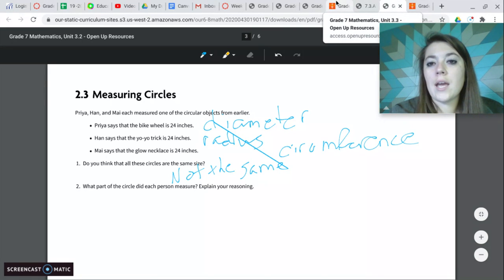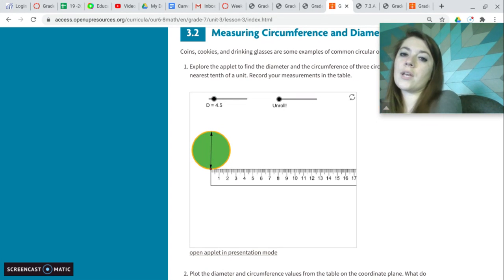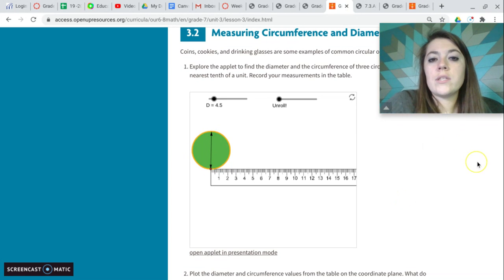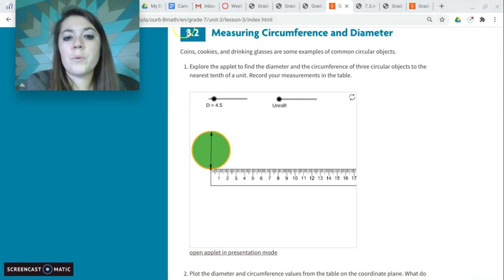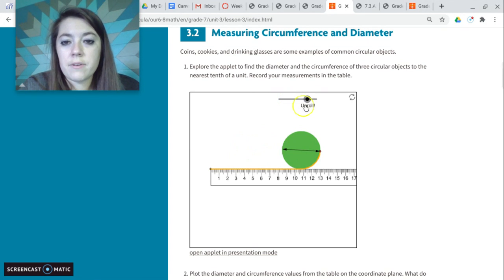All right, now we're going to take a look at lesson 3. On lesson 3, like I said, it was looking at circumference, so going into more depth with our circumference. So coins, cookies, and drinking glasses are some examples of common circular objects. Explore the applet to find the diameter and circumference of 3 circular objects to the nearest tenth of a unit. Record your measurements. So here we have some circle. We're going to unroll it. It's got a diameter of 4.5. And we're going to unroll this.